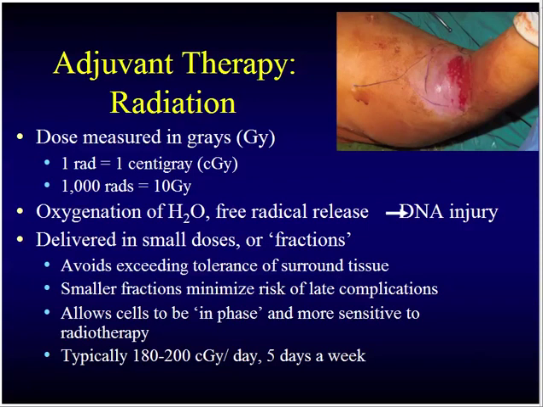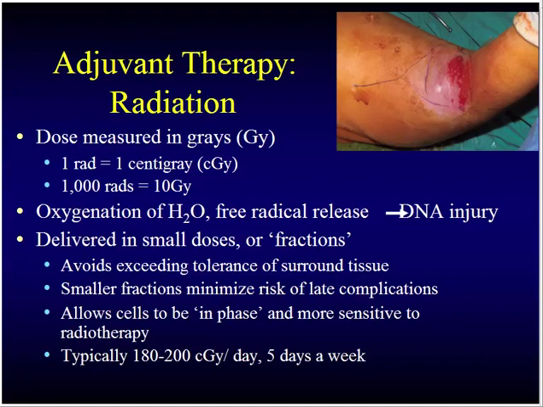What happens here is free radicals are released. You get oxygenation of water, release the free radicals, and that causes DNA injury. Now, we don't line people up and one time give them a mega dose with the guy holding the button down for 90 seconds. You do this in fractionations. The reason is listed there. You avoid exceeding the tolerance of the tissue around it. In other words, you don't burn up everything around it by giving it a little bit at a time. You minimize the risk of late complications. Fewer, larger radiation doses are more likely to have wound complications as compared to the smaller, multiple fractionated doses.